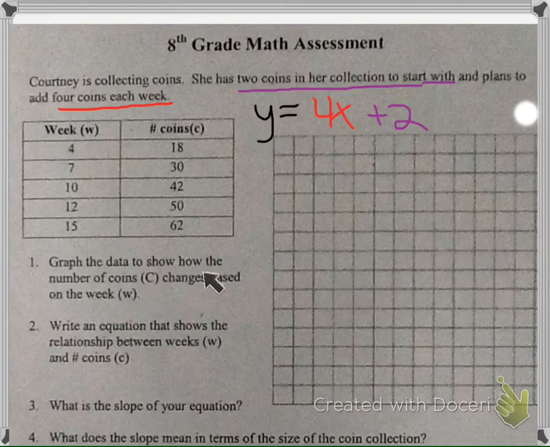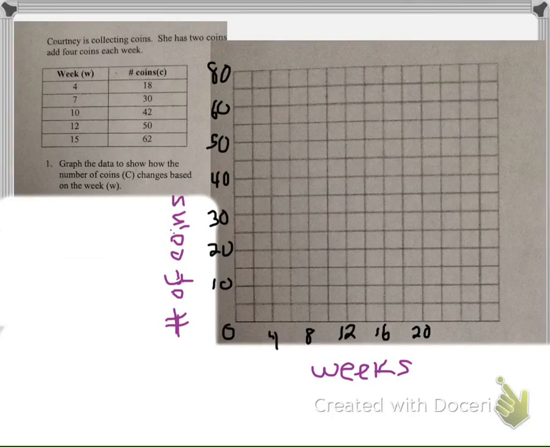So number 1 says to graph the table. Okay, so I started my graph by counting on the weeks, and you have to get full credit by putting in your labels of the x and y axis. So the x is weeks, because on the x side of the table is weeks. And I counted by 2's technically, but numbered by 4's. So this goes 2, 4, 6, 8, and so on. And on the y-axis, number of coins, I counted by 5's, but numbered by 10. So this would be 5, 10, 15, 20, and so on.